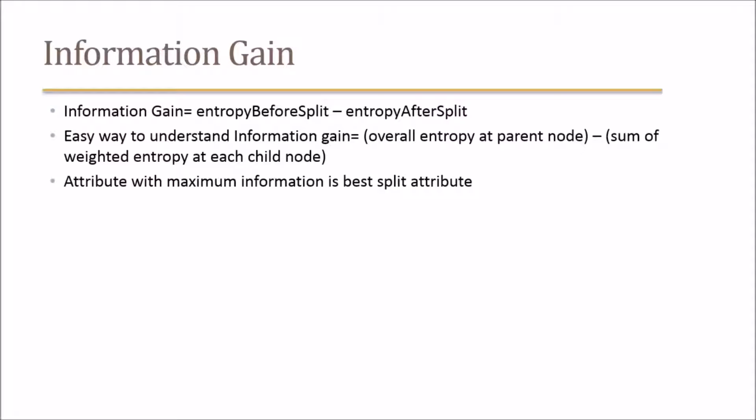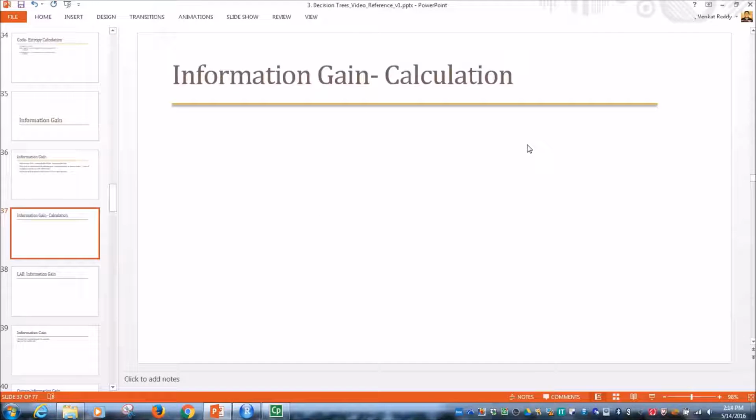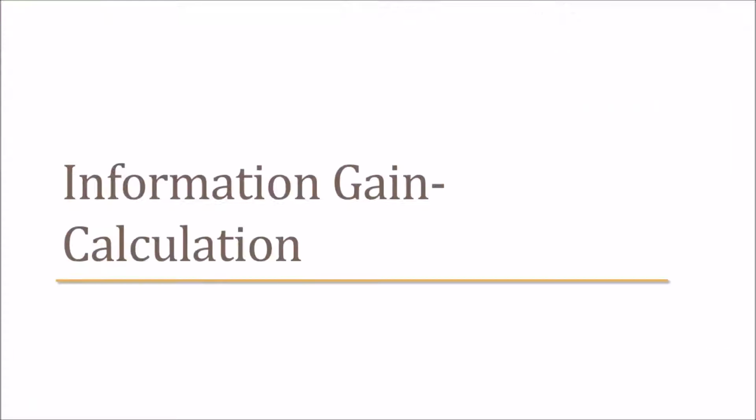So we have many attributes, we can find information gain for each attribute, and the one which has the maximum information gain is the best splitting attribute. So before that, first let's try to understand what is information gain using an example. Now let's see how to calculate the information gain.